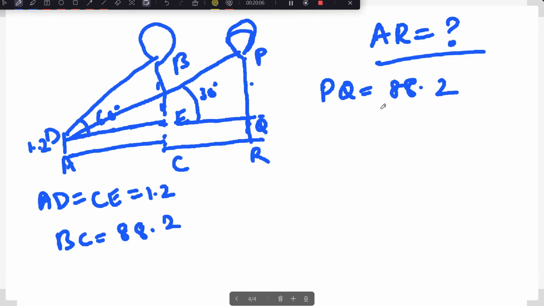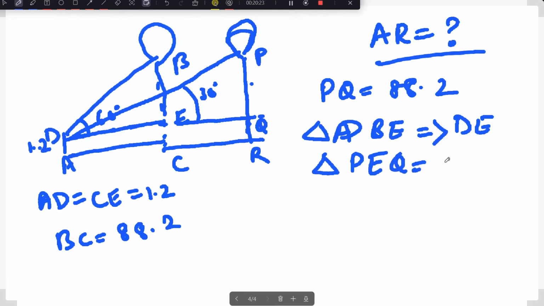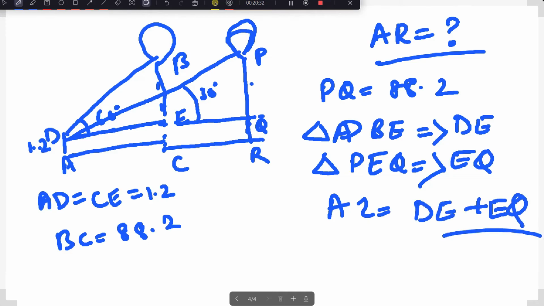Essentially AC plus CR, right? So from triangle DBE, we'll find out DE. From triangle PEQ, we'll find out EQ. Then AR will be equal to DE plus EQ, right? I've told you the concept. Will you be able to do it? You will be able to do it, right? I know you will be able to do it. Let me know. Do you want me to solve it?